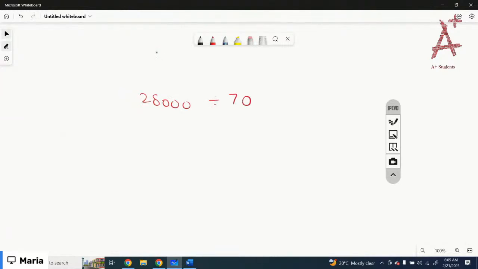Okay, just count the number of zeros. Here you have three and here you have one. The one zero cancels out with the other. That means the answer must have two zeros. Now divide 28 by 7. So 7 times what number is 28? 7 times 4 is 28. So that means when you divide 28,000 by 70, that would be 4. And one zero cancels out, you're left with two zeros. So it would be then 4,000. Got it?